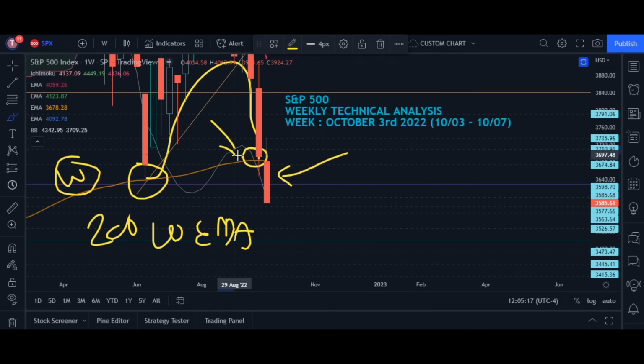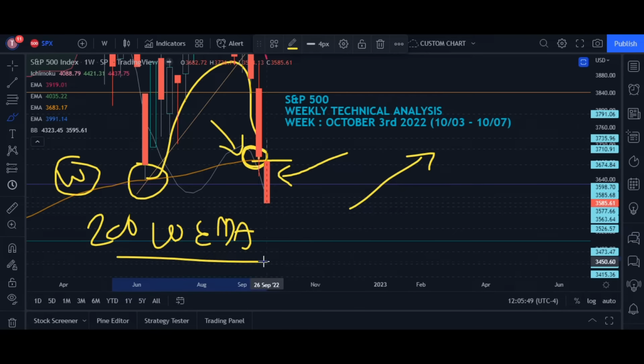So what was this? This was the trap. In my previous weekly technical analysis of the S&P 500, I told you this is a trap, because the weekly candle closed just above the 200 week EMA, and the purpose of this closing was to tell the retail traders, again the retail traders, okay, they have a lot of problems, that because the S&P 500 was able to close above the 200 week EMA, there is going to be a reversal.